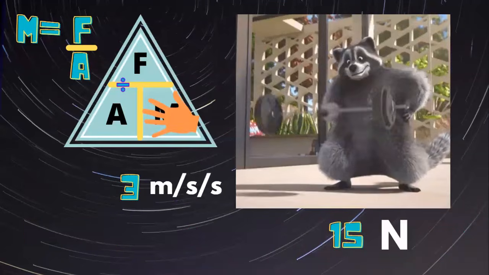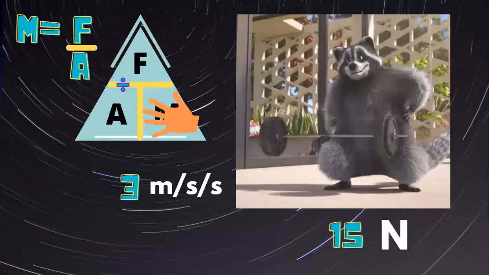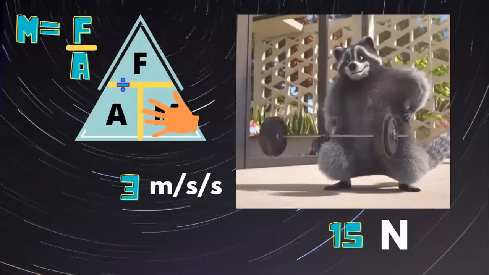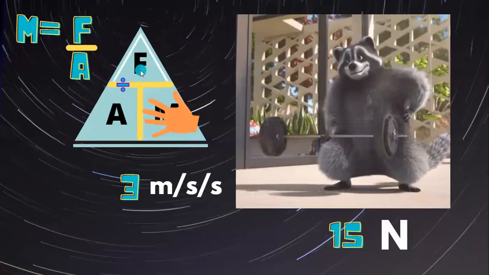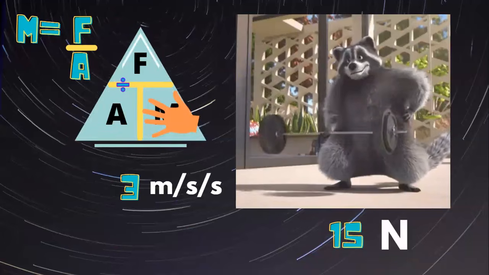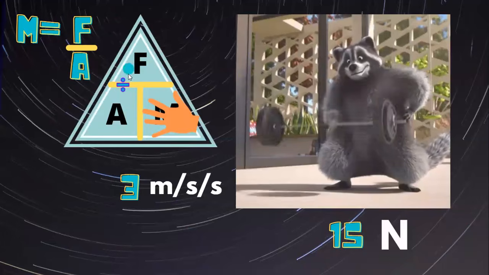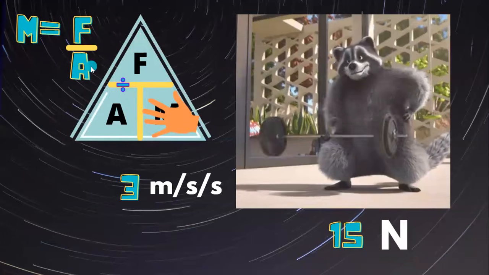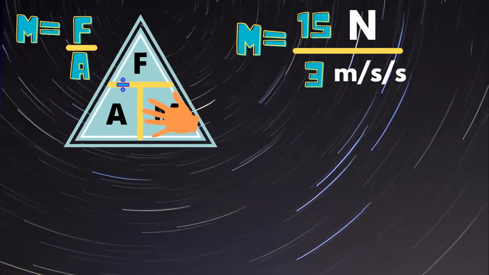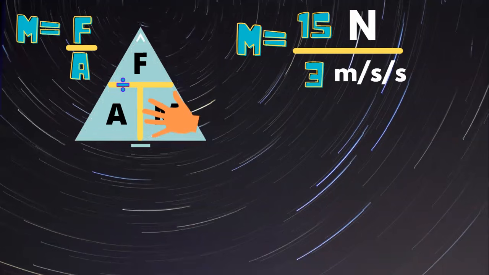Okay, so let's look at our next example. Here we have this raccoon lifting weights. It says that it has 15 N or newtons and 3 meters per second squared. Now we have force, newtons, and we have acceleration, meters per second squared. What we don't have is mass. So we're going to cover that up and write M equals, and then we have force divided by acceleration. So we start to plug in these numbers. M equals 15 N, newtons, over 3 meters per second squared.